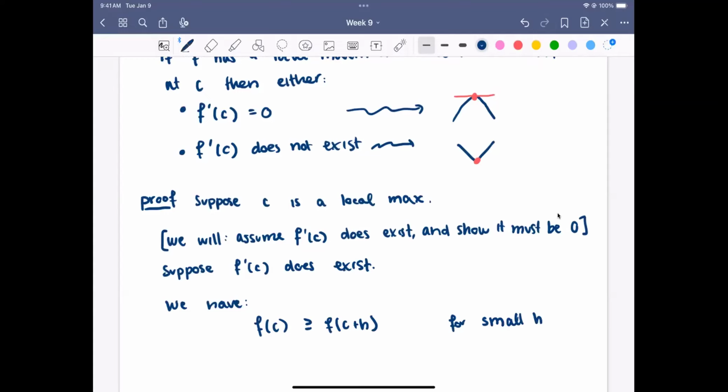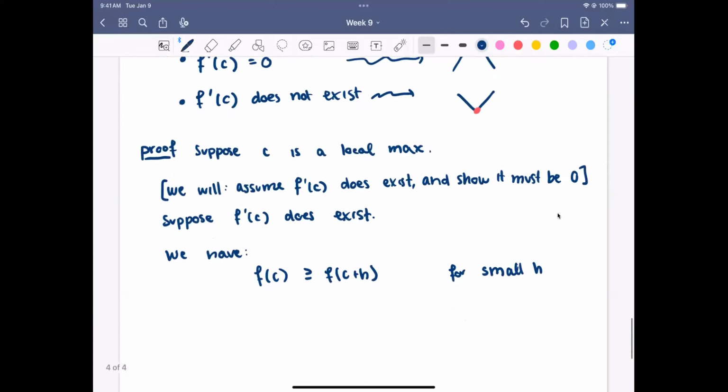Right? So in a small area around C, if I plug in a small positive or negative value for h, we know that the maximum around there is going to be f of C. Are we happy with this inequality? Okay, so I'll just rearrange this. So we get that f of C plus h minus f of C is less than or equal to 0, just by rearranging the inequality.